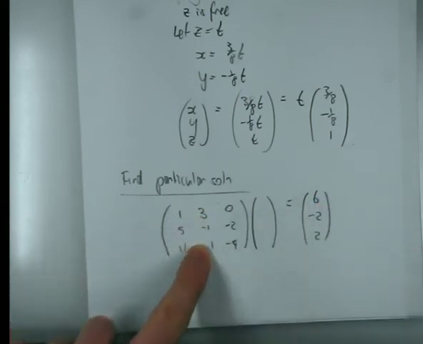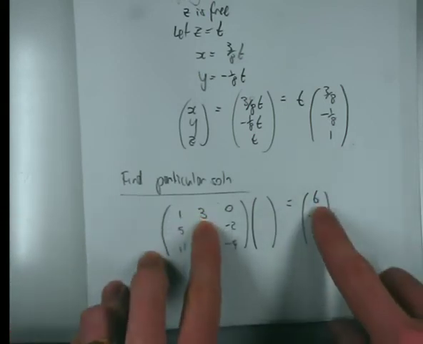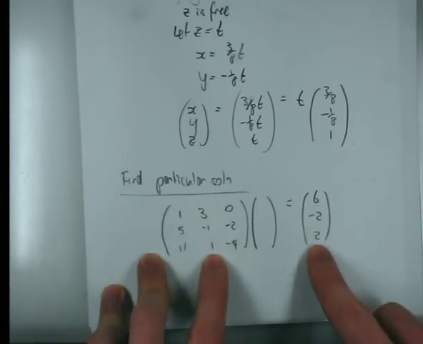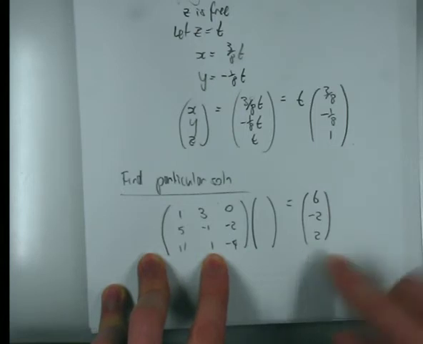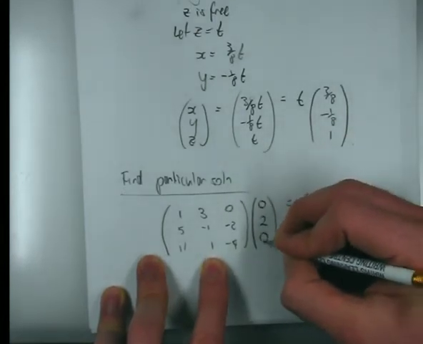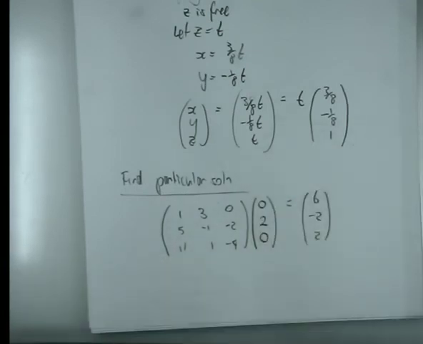It's 2 of that one. 3 times 2 is 6, minus 1 times 2 is minus 2, and 1 times 2 is 2. It's 2 of the middle column. So it's none of the first column, 2 of the second column, and none of the third column. That's my particular solution.